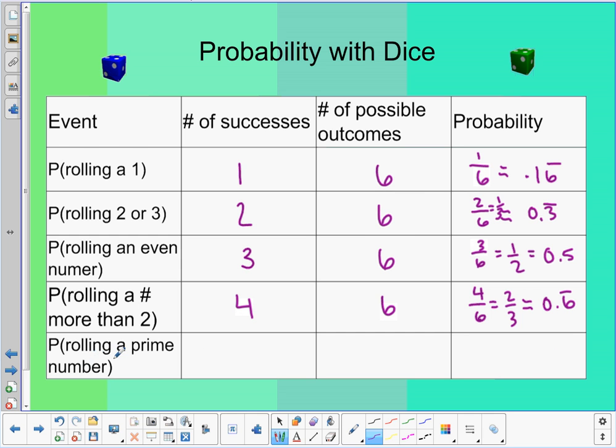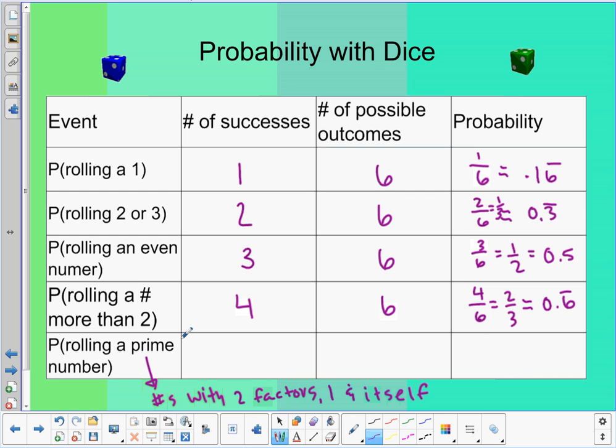Rolling a prime number, it would probably help to remember what prime numbers are. Prime numbers are numbers with 2 factors. And those factors are 1 and itself. You're going to use that prime number definition a couple of times in this unit, so you might want to write that down. So prime numbers are numbers that have only factors of 1 and itself.